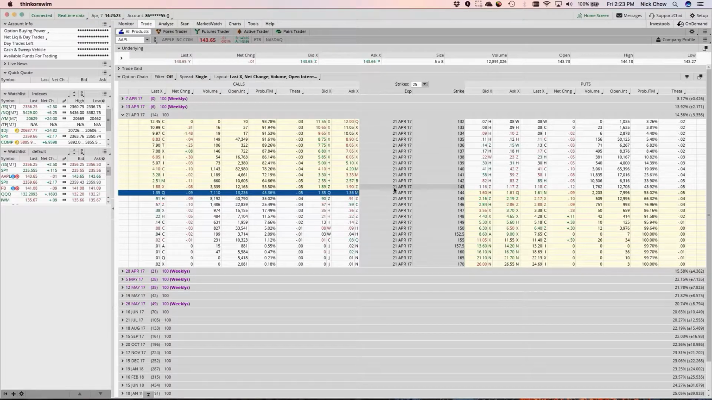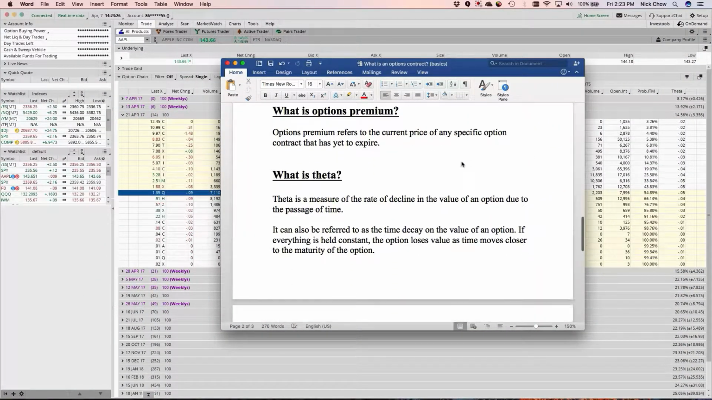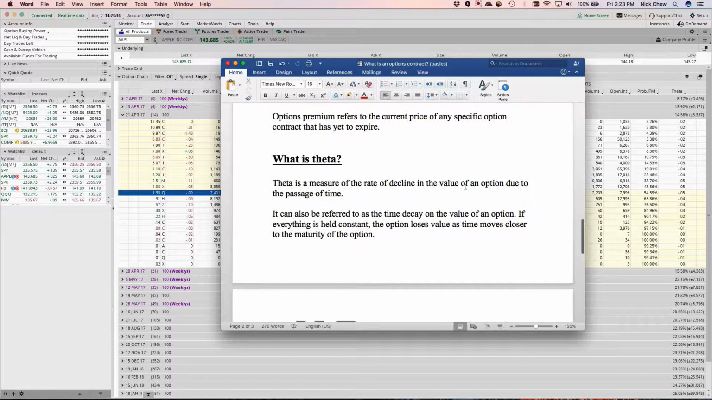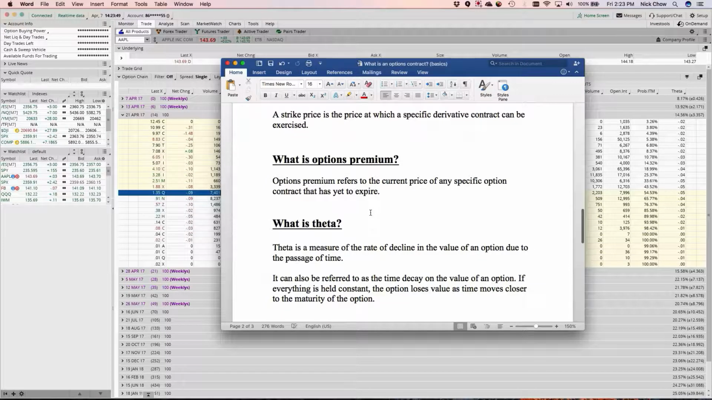And that kind of goes into theta. We'll discuss what theta is here. So theta is a measure of the rate of decline in the value of an option due to the passage of time. It can also be referred to as time decay on the value of an option. If everything is held constant, the option loses value as time moves closer to the maturity of the option. So let's give some examples of theta. Theta is one of the major factors on an option increasing or decreasing in price.